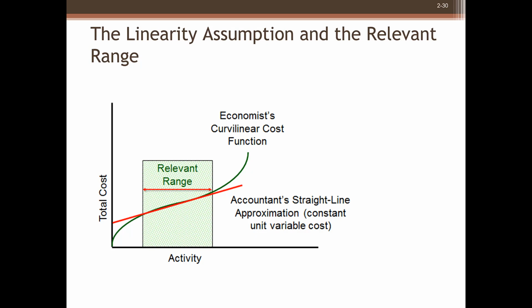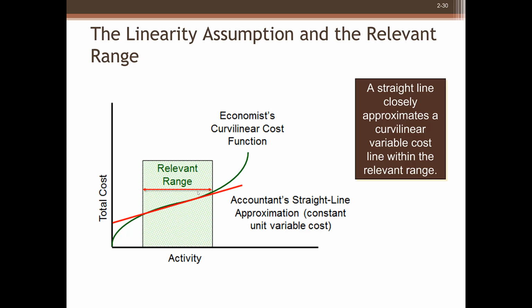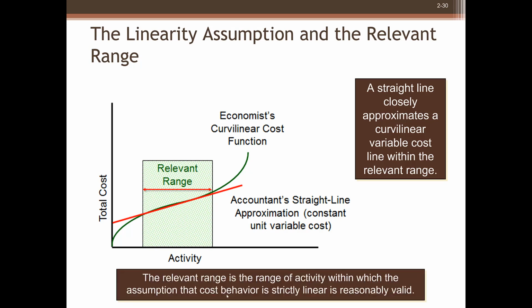Management accountants normally assume costs are strictly linear, which means the relation between cost on one hand and activity on the other can be represented by a straight line within the relevant range. The relevant range here is a range of activity within which the assumption that cost behavior is strictly linear is reasonable and valid.